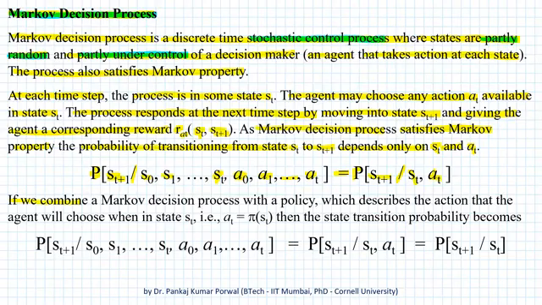And if we combine a Markov decision process with a policy, that is the agent has a fixed policy which describes the action that the agent will choose when the process is in state s_t, that is a_t equals pi of s_t, the policy function, then the state transition probability becomes equal to probability of s_t+1 given s_t, because s_t incorporates information about a_t also, which is directly dependent on s_t.